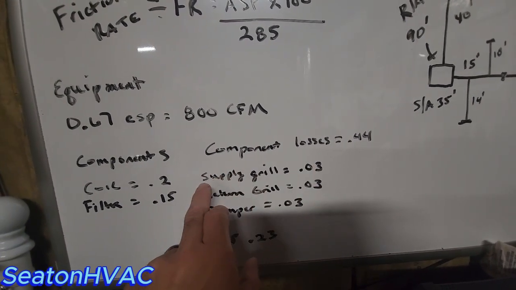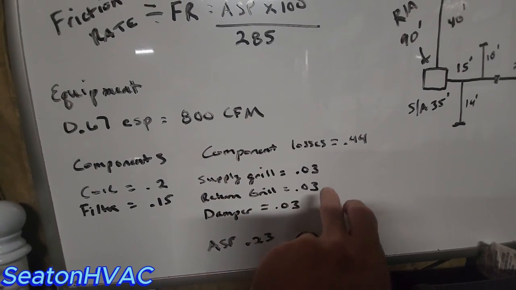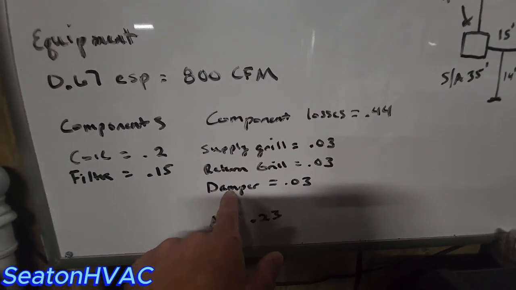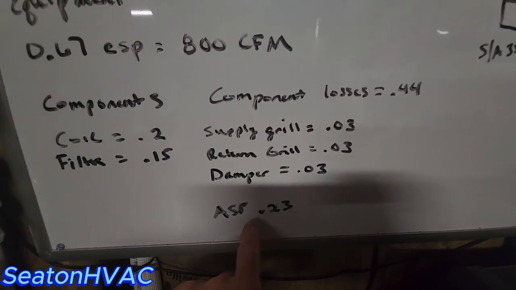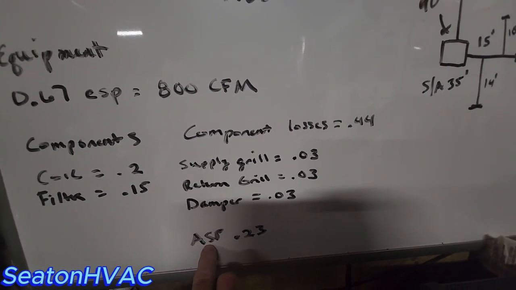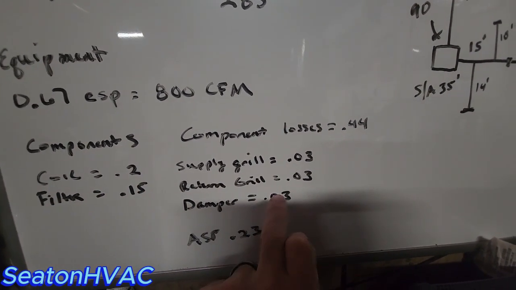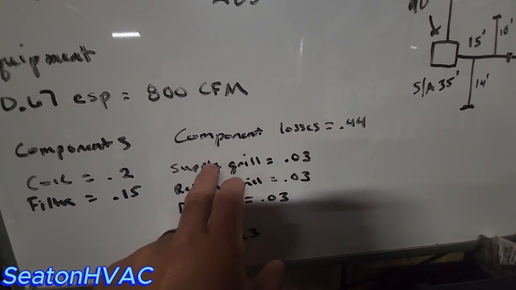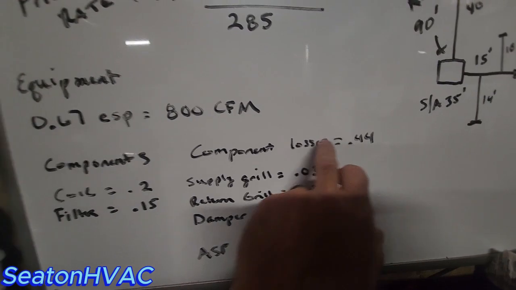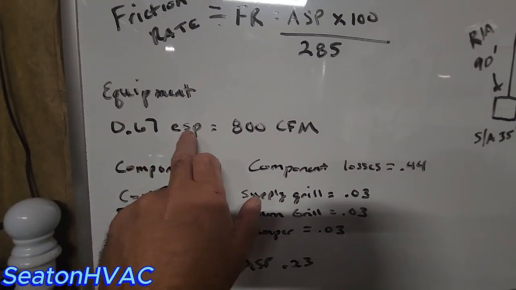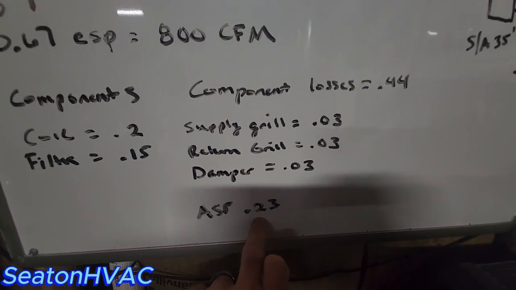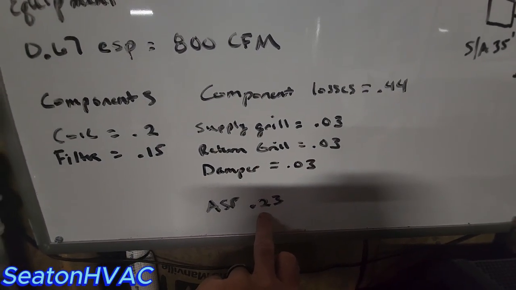In the component section of the book, it tells you what your losses are in certain things. Let's say you have a balancing damper in there, that'd be another 0.03 loss. So those all add up to, hold on, that's wrong. Those all add up to 0.44. That's 0.35 plus the 0.09. So your component losses are 0.44. Then you take this and subtract that from it. That gives us an available static pressure of 0.23.